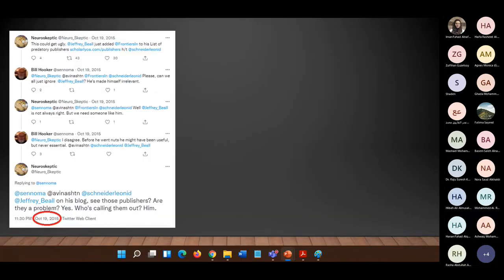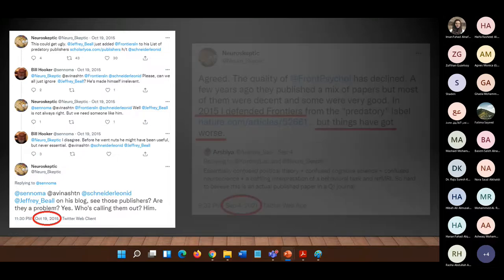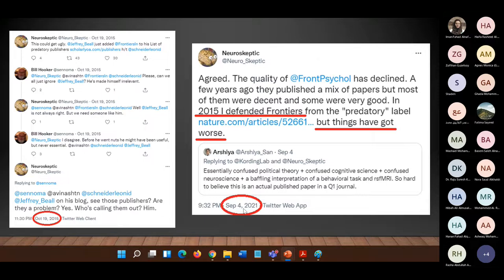So this guy, Neuroskeptic, who is popular on Twitter, criticized this move. Look at this, 19th of October, just one day after Jeffrey Beall's announcement. But then, around 2 months ago, the same person said the quality of Frontiers has declined. In 2015, you see here, I defended Frontiers, but things have got worse. So things change, journals are not fixed entities. Even if it's a good journal, it will not necessarily stay a good journal for a century or something. Things change. You have to keep up with the latest changes.